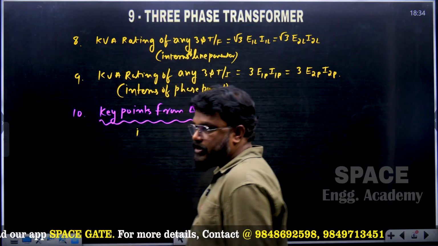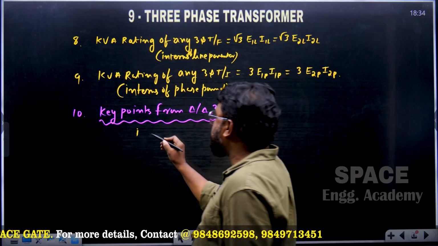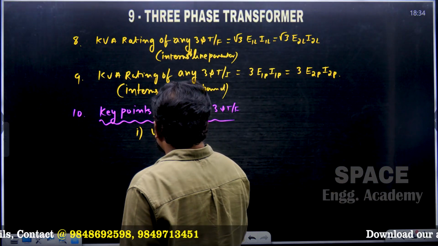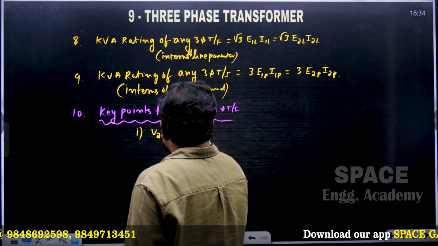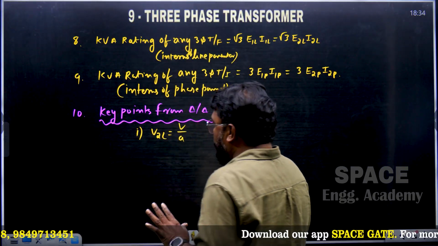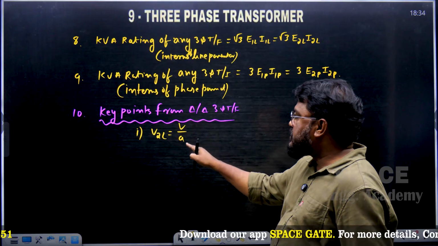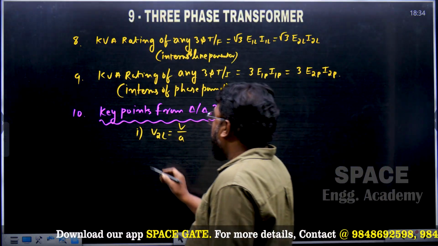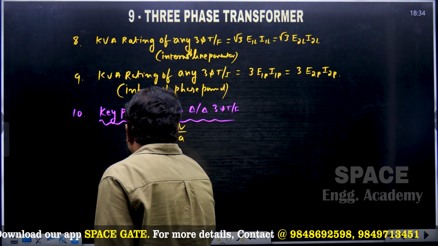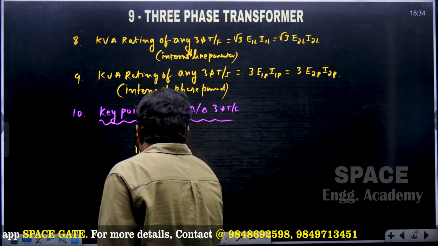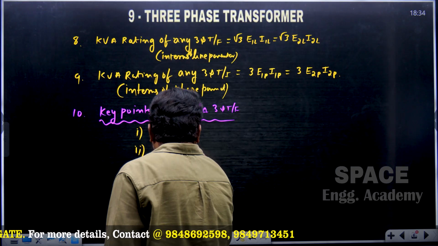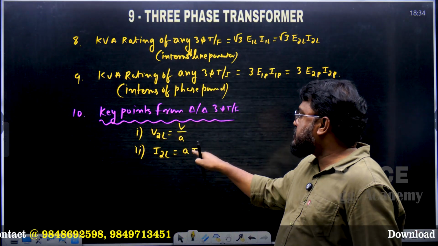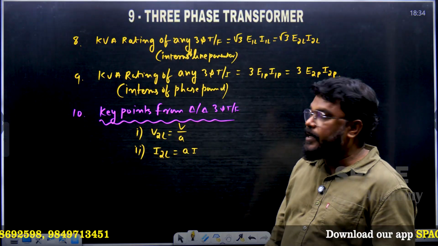Output line voltage, or secondary line voltage. The secondary line voltage V2L is equal to V by A, where V is the supply voltage and A is the phase turns ratio. Next, the secondary line current I2L is equal to A into I, where A is the phase turns ratio and I is the supply current.